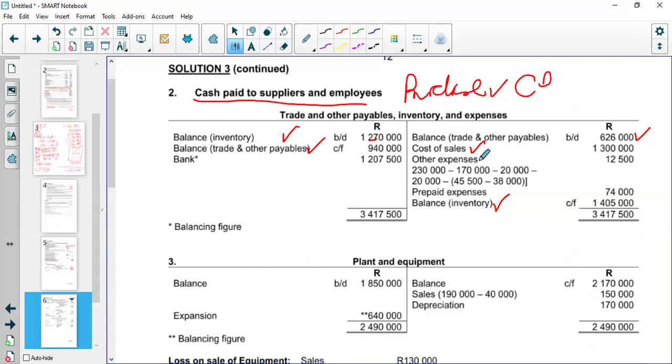Then we went to other expenses, said this is the other expenses minus depreciation, a non-cash item, minus this impairment, a non-cash item, minus loss on sale, a non-cash item, minus movement in credit losses, a non-cash item. And this was paid. It's an actual movement in cash. So that's how we got this.